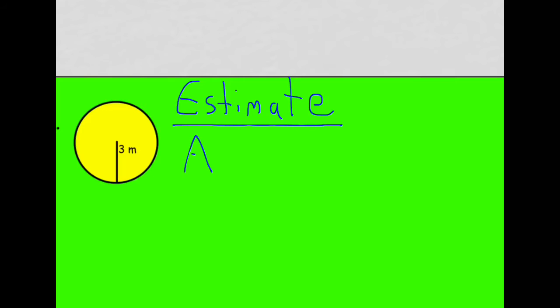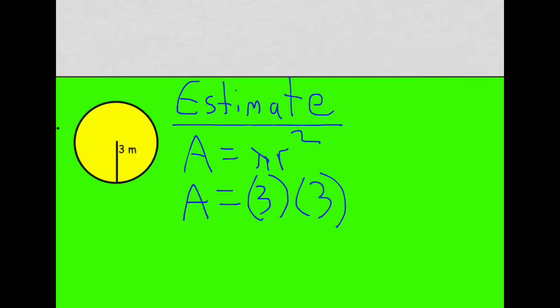Okay, so we've got a circle that has a radius of 3 meters. If we're going to estimate this, we'll write estimate, and we'll write our math equation, A equals pi multiplied by the radius squared. But since we're estimating, we're going to round pi from 3.14 to 3. So A equals 3 for pi. The radius is 3, so multiplied by 3 squared.